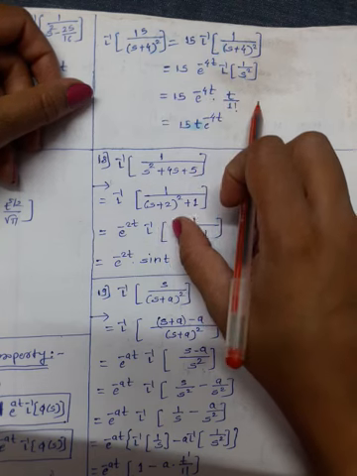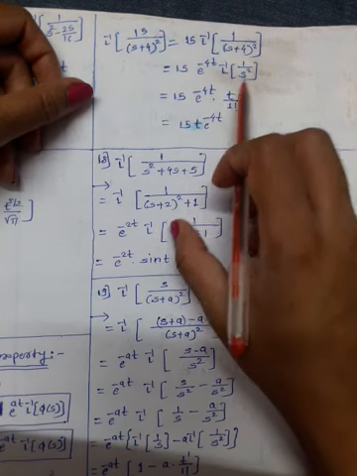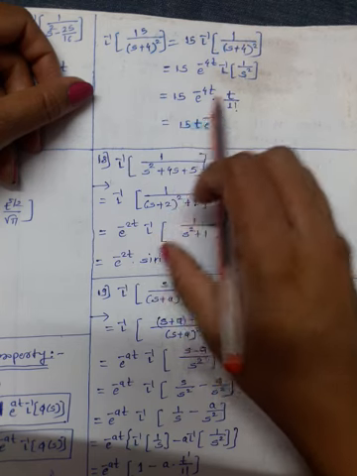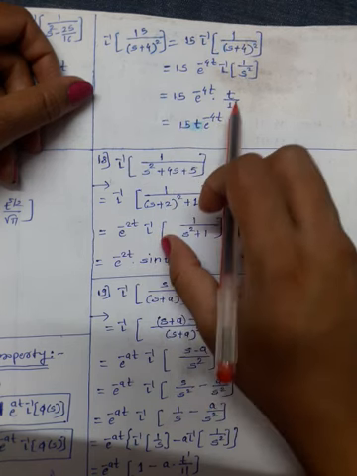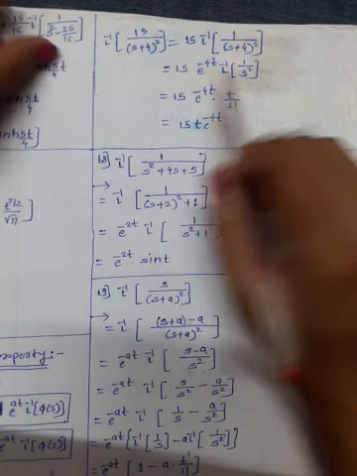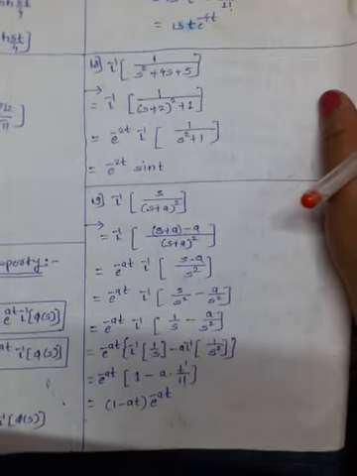And what is L inverse of 1 upon s square? This is the standard one we know: t raised to 2 minus 1 upon 1 factorial. That's why the answer for the rest of the terms is as it is, and the final answer is 15 t e raised to minus 4t. Okay, this is called the exponential property or first shifting property.